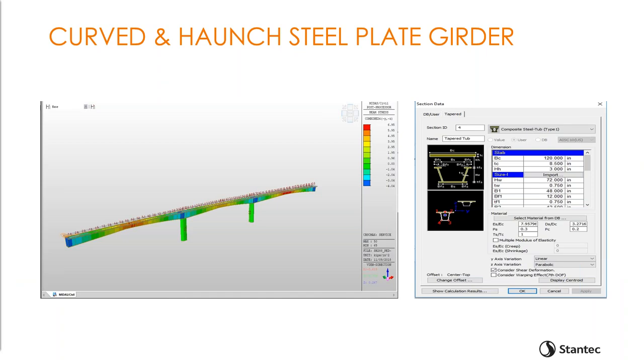So here is another view of the box girder modeled in MIDAS. You can see the stresses. We were able to change the section depth of the tub girder using the tapered section feature in MIDAS and model exactly as we intended. As you can see from the picture on the left, the depth of the box tub girder is varying along the length of the bridge.